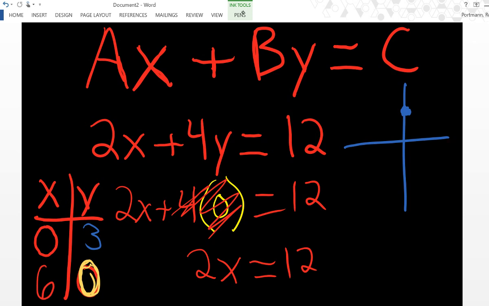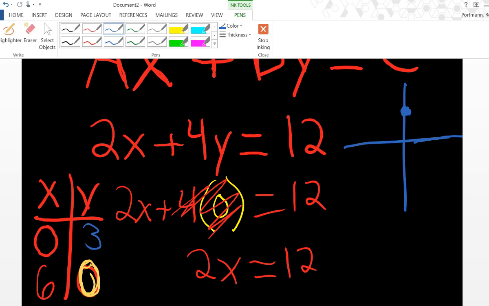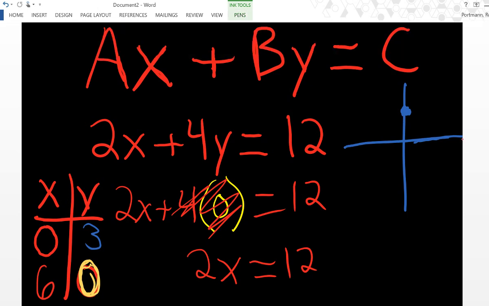If we extend that line, 6, 0 is all the way out here. You have just found your x-intercept, where it's crossing the x-axis, which is at this point, and you found the y-intercept, which is crossing the y-axis, and you're going to put a point through it, okay?